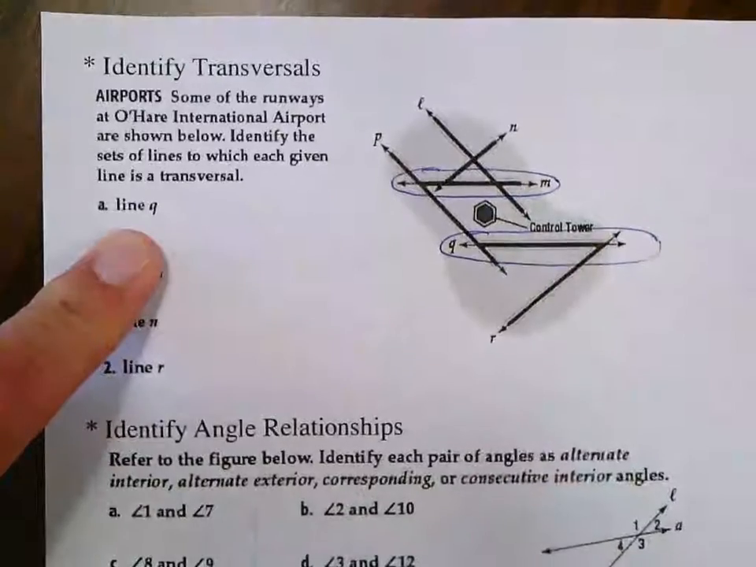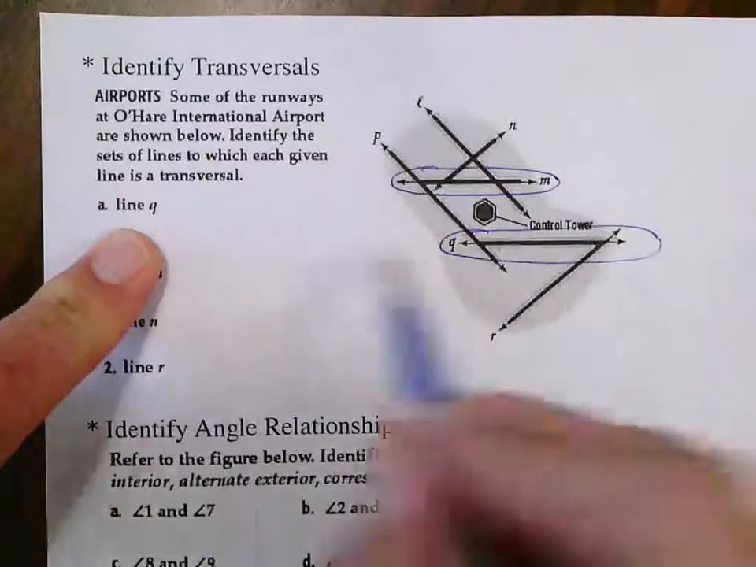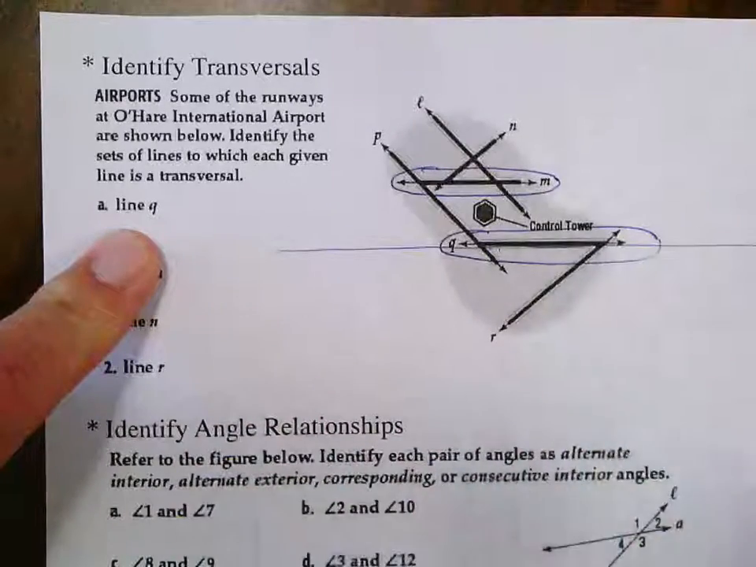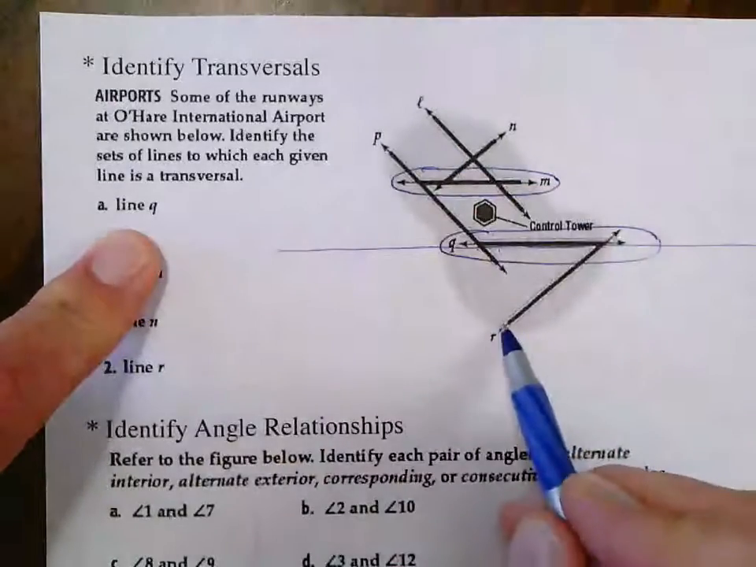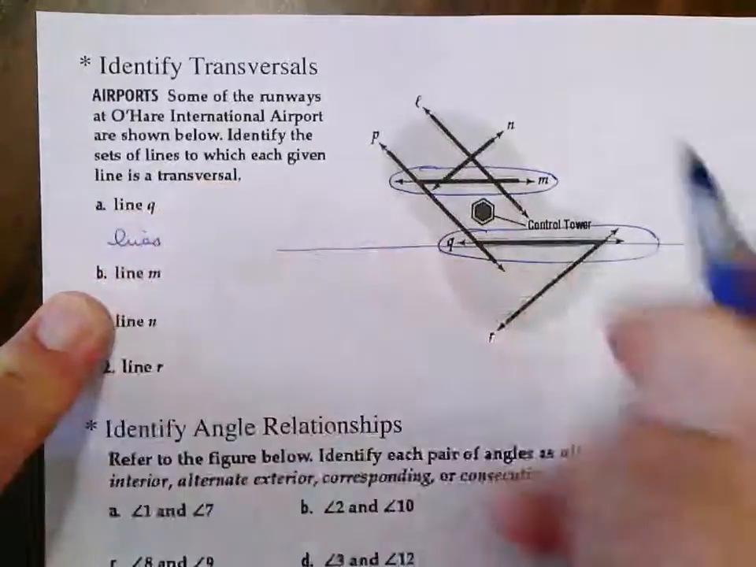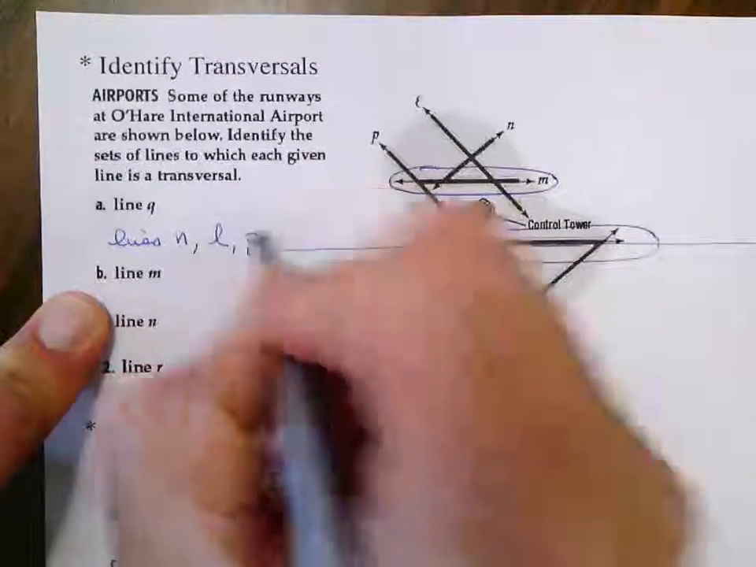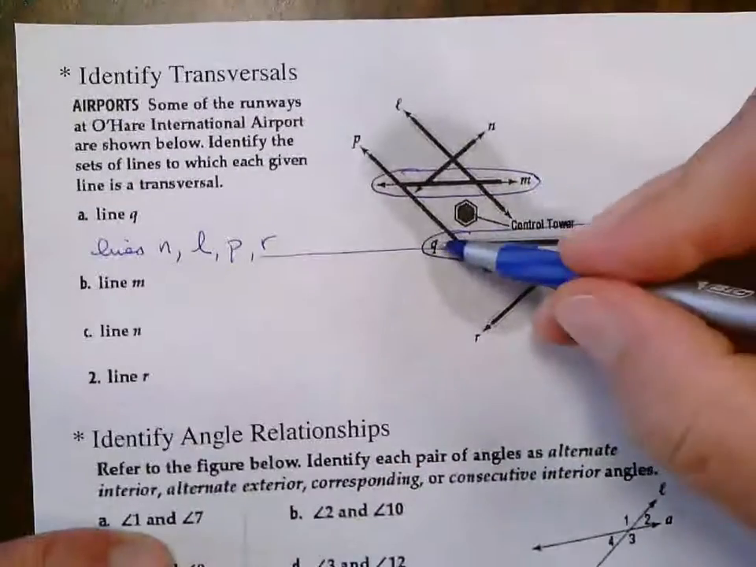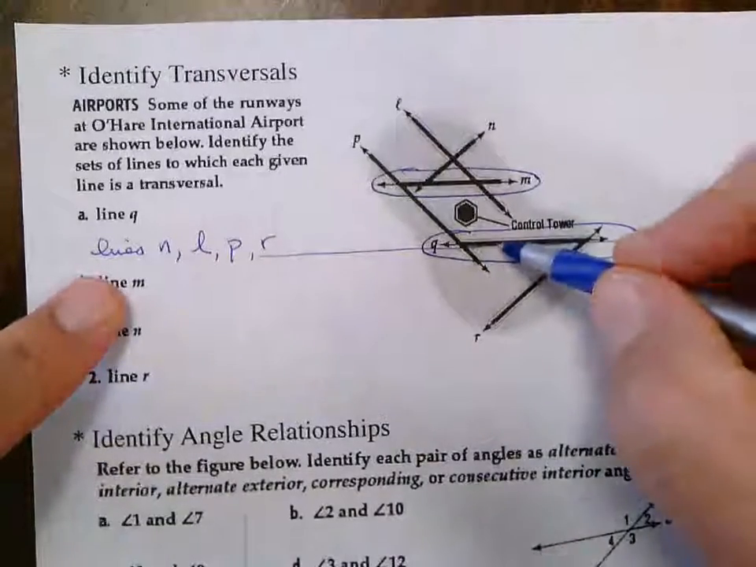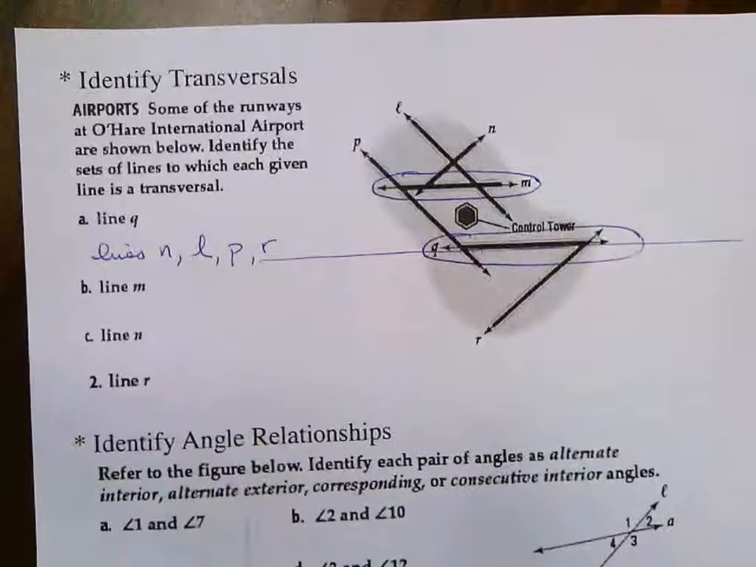So is Q ever going to intersect M? The answer is no. If I were to extend Q and all the other lines all the way out, would Q eventually intersect all the other lines that are not parallel? The answer is yes. So Q would eventually intersect N, L, P, and R. You're basically looking for any lines that are parallel to Q. M is parallel to Q, so it's never going to intersect it. Q intersects all the ones that are not parallel. So try these out. Hit pause and I'll put some answers down for you. There are the answers.